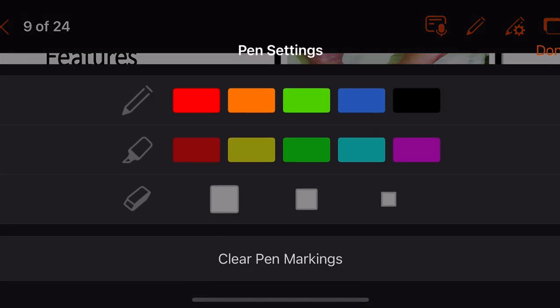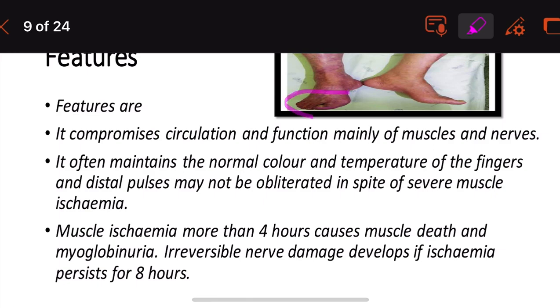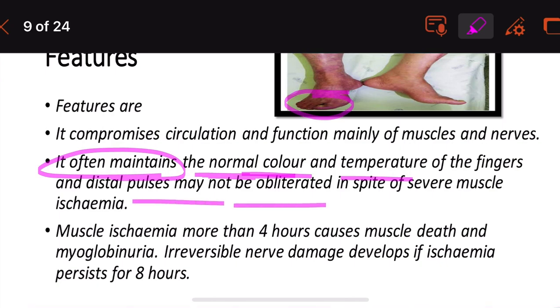So first the muscles will be damaged, whereas the color as well as the temperature of the fingers will be normal. They will maintain the normal color, and the pulse will also not be obliterated. If muscle ischemia, that is the reduced blood supply, occurs for more than 4 hours, it will cause muscle death.